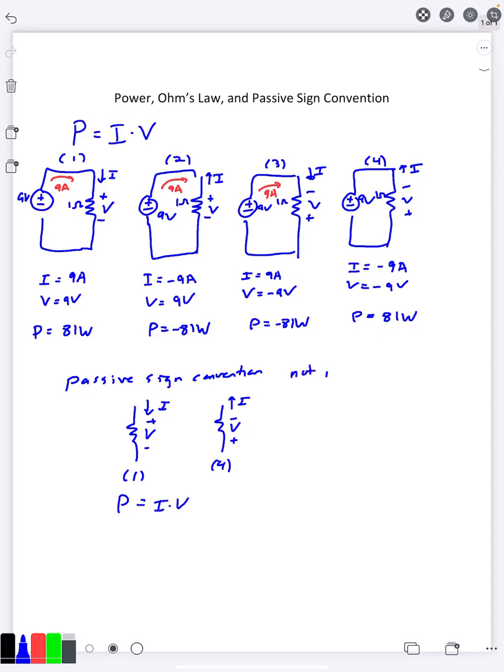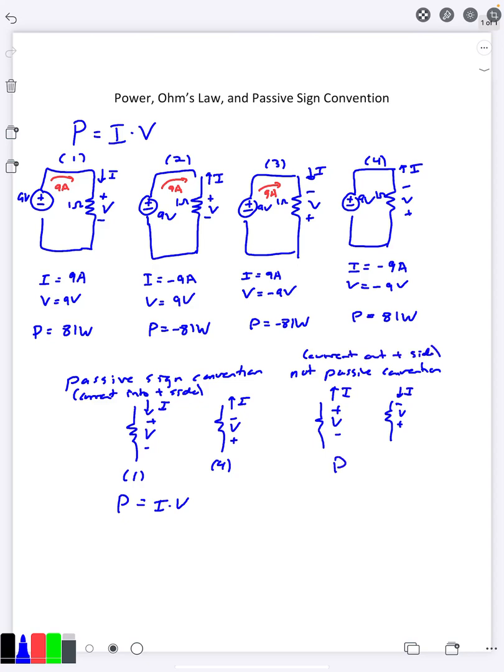However, if you do not have passive sign convention, that would be 2 and 3 up in here. As you see, in this case the current is coming out of the positive terminal. Maybe I'll write that here. So this is current into plus side, and this is current out of plus side. And whenever that's the case, your power is negative I times V.